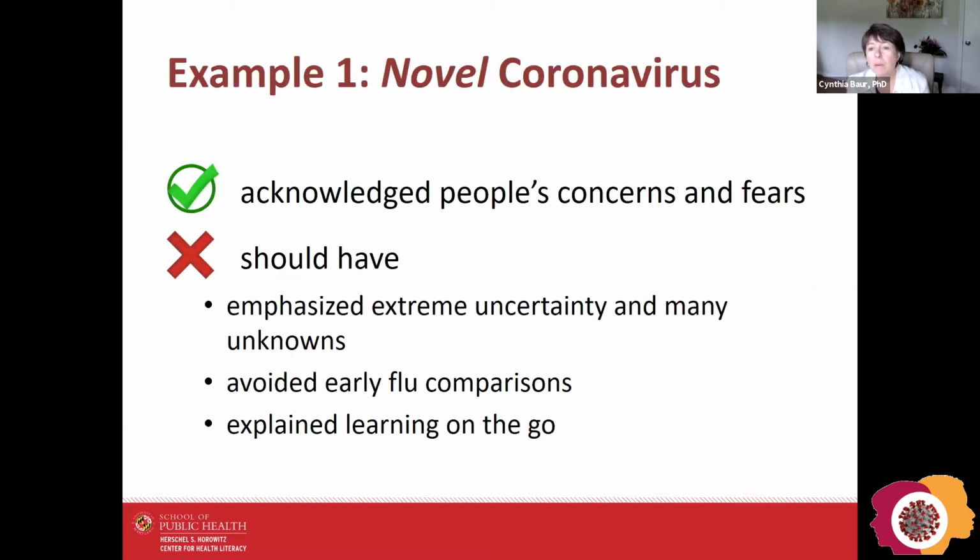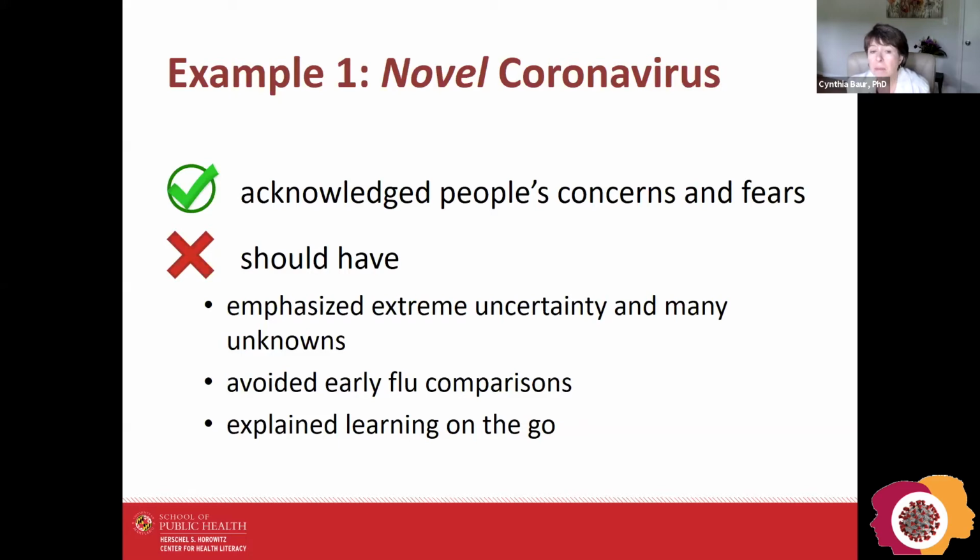So example number one: we know that in that very early time frame, the virus was referred to as the novel coronavirus. And in some of those public statements I showed you from January, there was some acknowledgement about people's concerns and fears, right? There was a statement that says, we can understand why this is concerning, or we recognize that people may have a lot of questions or want to know more. So from the perspective of using an empathetic approach and recognizing people's fears, we did see a little bit of that in that early time frame.